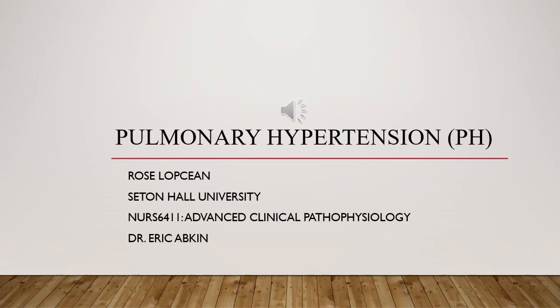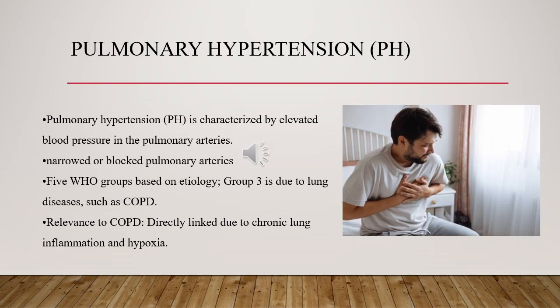In this Grand Round project, I'm going to be presenting about pulmonary hypertension. Pulmonary hypertension refers to high blood pressure in the pulmonary arteries, leading to complications in the heart and lungs. Unlike systemic hypertension, PH specifically involves the blood vessels supplying the lungs. Its pathophysiology includes the narrowing, obstructing, or destroying of these arteries, leading to increased pulmonary vascular resistance.